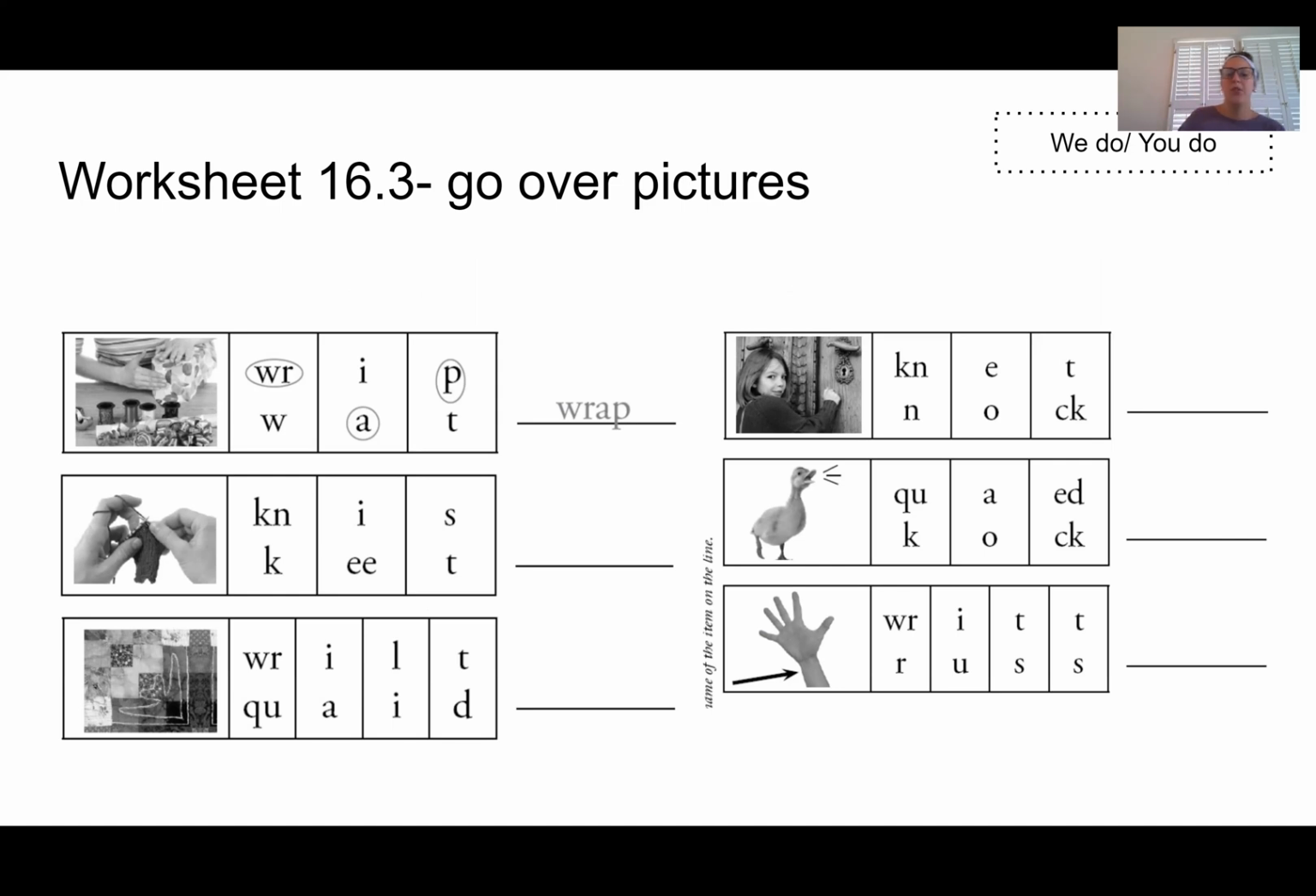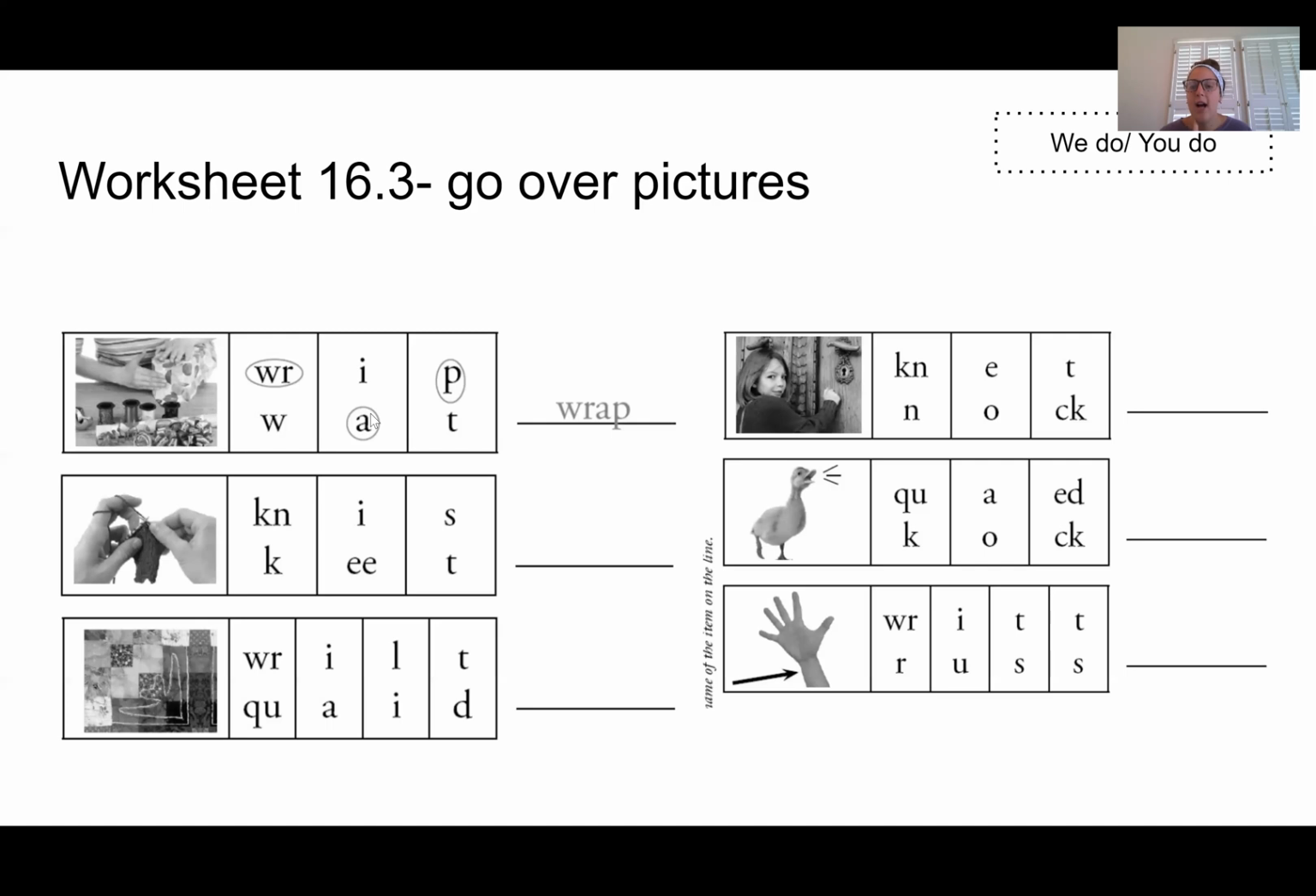Now, let's go back to the front page of our worksheet and figure out how we're going to do this. So, let's look at our first picture. This was the word wrap. Everyone say wrap. Very good. I've got to figure out what letters go together to make the word wrap. So, I'm going to start in my first box, and I need to think about what sound I hear. R, R. What 2 letters go together to make the sound R? You're right, it is WR. So I'm going to go ahead and circle WR here.